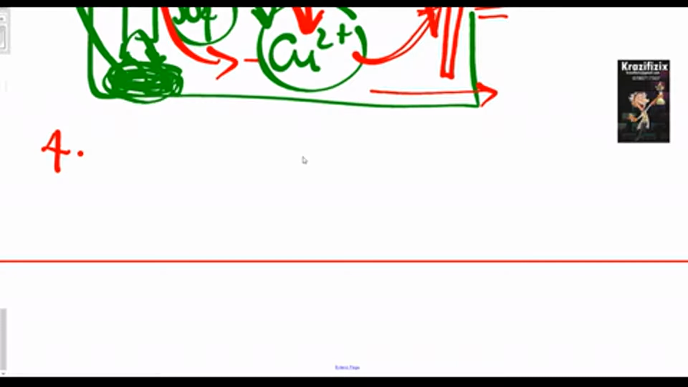Remember, for all this, we still need to be able to write our cell reaction. In this case, there's no cell notation, but we still write all our half cell reactions, anode, cathode, and then we have the net ionic.